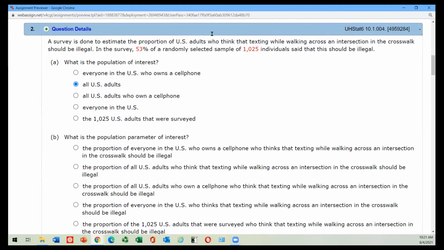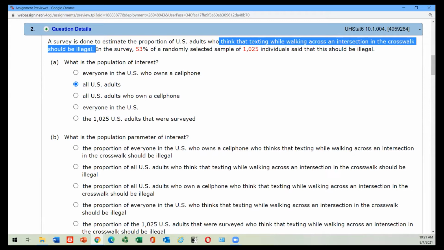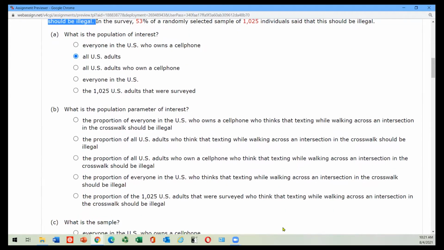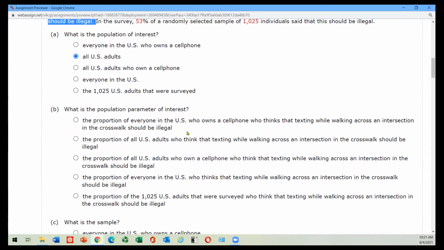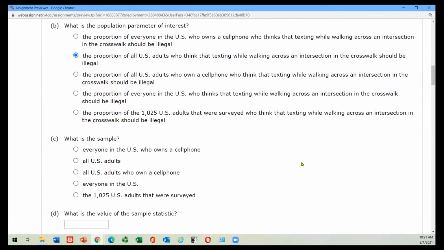Now it says, what is the population parameter of interest? Well, if we read on to the next bit, it's the proportion of adults who think texting while walking across a crosswalk should be illegal, right? So we go through this sentence and we look for the proportion of adults who think walking across the intersection should be illegal. And I believe, if I've read it correctly, it's the second one. That seem reasonable? Yeah.